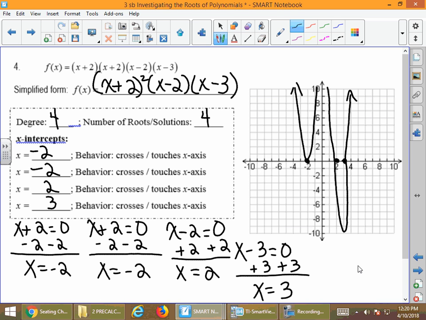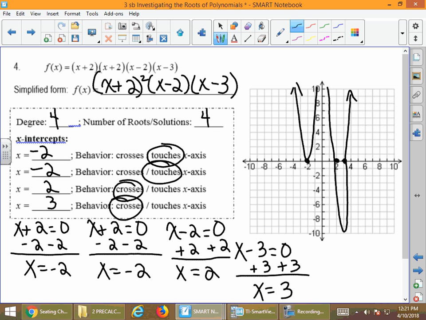And now that we've got the picture roughly drawn, at least the part that we can see, at -2, does our graph touch or does it cross? And what we see is that it touches. But at our other two intercepts, x equals 2 and x equals 3, the graph actually crosses the x-axis. And if you're really paying attention, you see the pattern now.